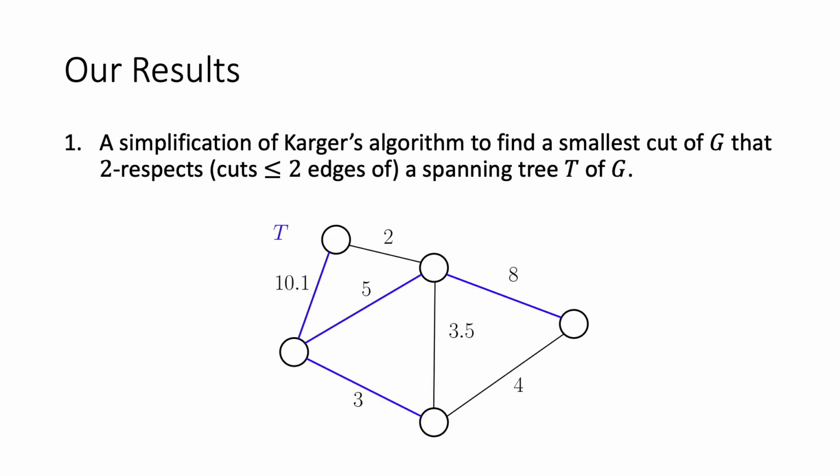So real quick, here is a specific example so you can see what exactly it means to respect a spanning tree T. If this in blue here is our spanning tree T, then the minimum cut that 2-respects T is actually just the minimum cut in the graph we found earlier, because it only cuts at most two edges of T. However, if I were to change my tree so that I use this edge here, then the minimum cut that cuts at most two edges of T changes to this cut of weight 10.5.